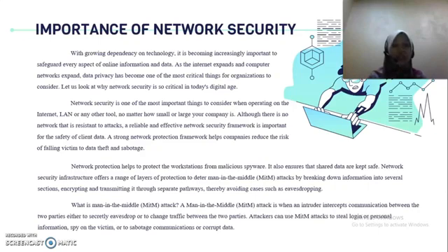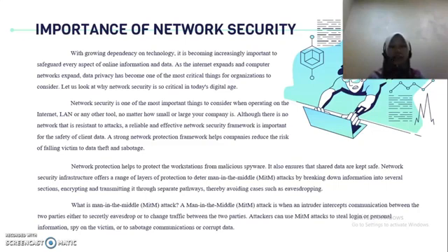Network security infrastructure offers a range of layers of protection to deter man-in-the-middle attacks by breaking down information into several sections, encrypting and transmitting it through spread pathways, thereby avoiding cases such as eavesdropping. So, before that, I mentioned man-in-the-middle attack. So, what is the man-in-the-middle attack?